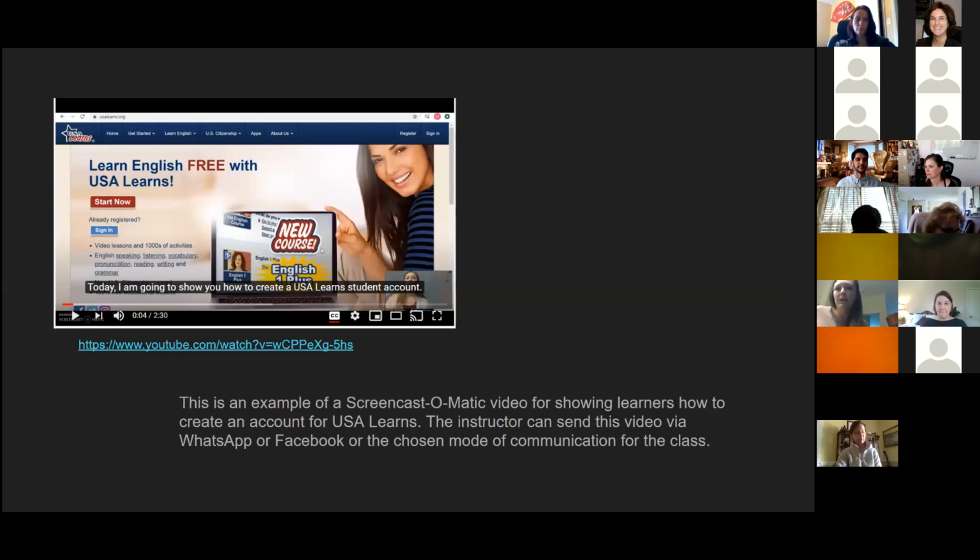So this could be a video that you send on WhatsApp or Facebook. And in addition to the video, you could also send written step-by-step instructions. And you could also do a video call with them while they are trying to set up their account. So you can also guide them that way. So there's just a lot of options and a lot of different ways to connect and reach students.